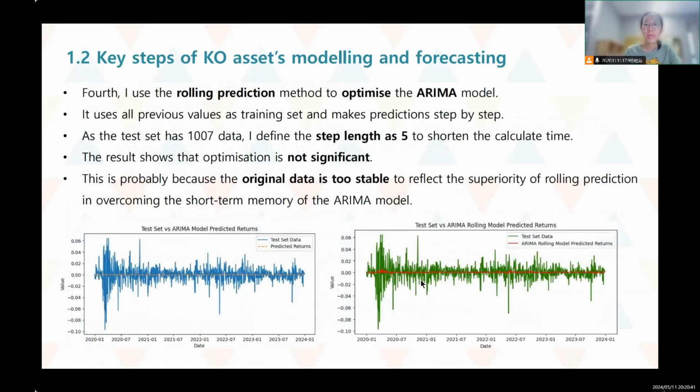Fourth, I use the rolling prediction method to optimize the ARIMA model. It uses all previous values as the training set and makes predictions step by step. As the test set has 1007 data points, I define the step length as 5 to shorten the calculation time. The result shows that the optimization is not significant. This is probably because the original data is too stable to reflect the superiority of rolling prediction in overcoming the short-term memory of the ARIMA model.